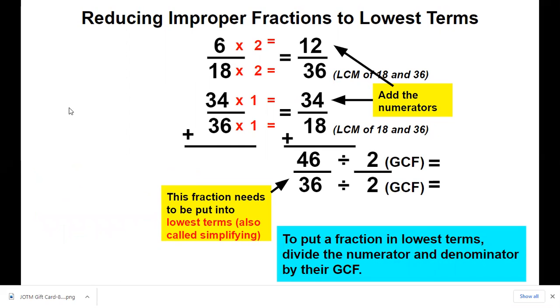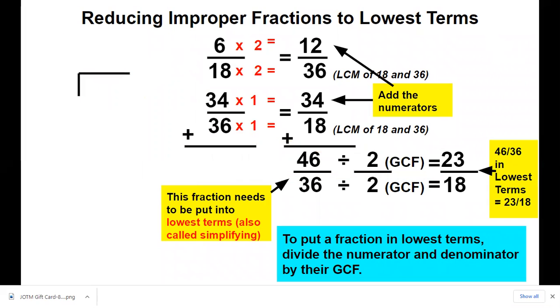And what do I get? 46 divided by 2 is 23, and 36 divided by 2 is 18. I now have an improper fraction in lowest terms. However, I need to change it into a mixed number. I can't leave it as an improper fraction. So I'm going to have to bring out my division house.